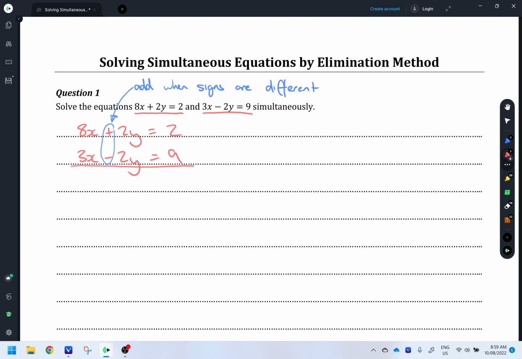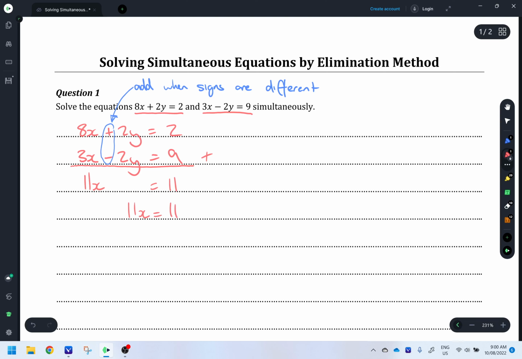Seeing that we've decided that we want to add the equations, we're just going to add along our columns. So we're going to add the x's together first of all. We have 8x plus 3x equals 11x. And then we have 2y plus negative 2y equals 0. And this is kind of the point of elimination, that the y just kind of goes away. So we've eliminated the y's. So we're left with 11x equals, and then 2 plus 9 equals 11, meaning that we now have a new equation of 11x equals 11.